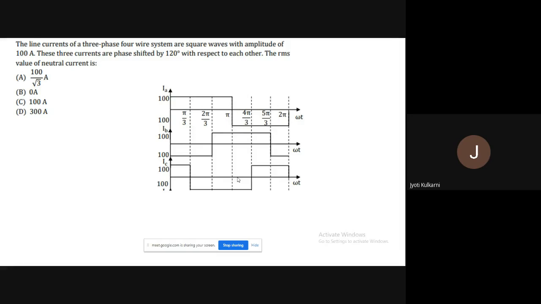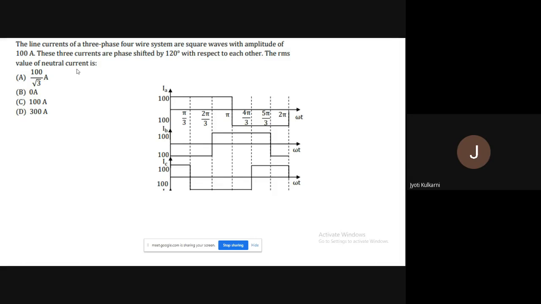Yes, ma'am. Okay. So now we want to take the neutral current, because they ask the question about the RMS value of the neutral current. Now neutral current is nothing but what? At the neutral point, we electrical engineers define that in an ideal condition, neutral current should not have any current. IN should be equal to 0.